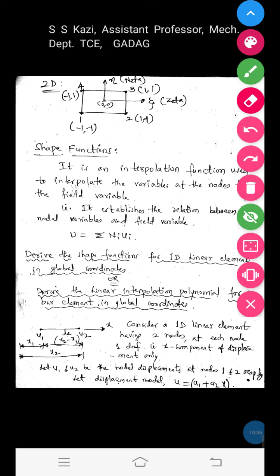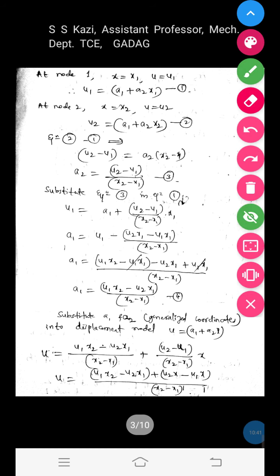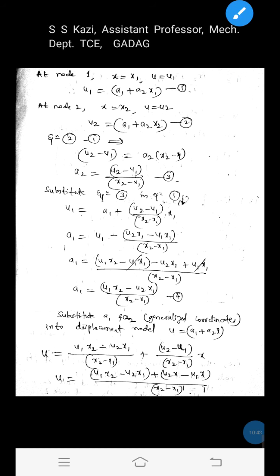Okay, a1 plus a2x I have assumed now. Let us assume the displacement model. After that, now you apply the conditions. How do you apply the conditions? We know that at node 1, the position of the node 1 is x1 from the origin, then x is equal to x1, and u will become u1. That means the field variable u will become u1.